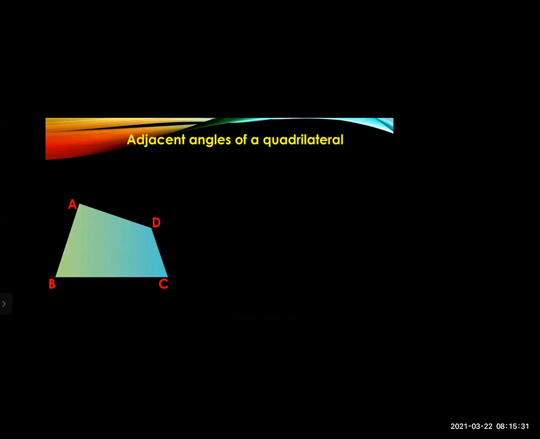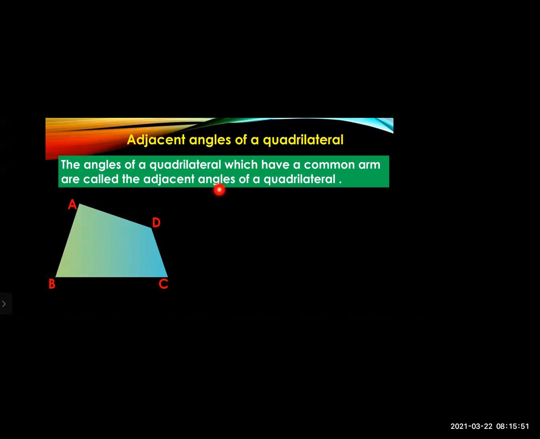Now students, let's see some adjacent angles of a quadrilateral. We have seen the adjacent sides and opposite sides. Now we'll see adjacent angles and opposite angles. The angles of a quadrilateral which have a common arm are called the adjacent angles of a quadrilateral. Now in this, you will have a common arm. Arm means the side. Okay.